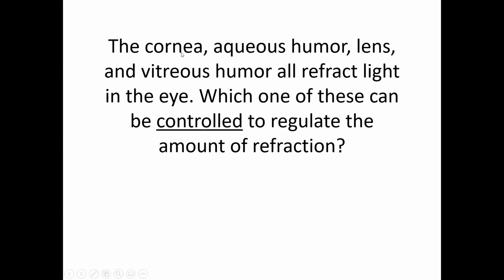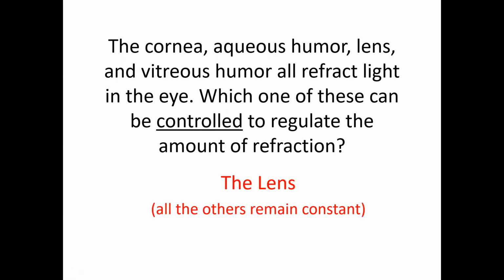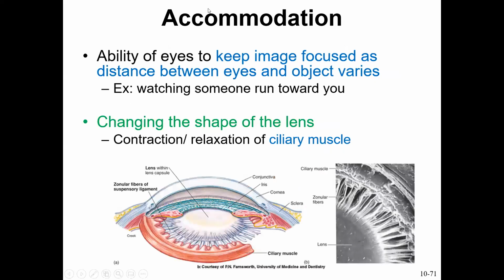So of these structures, cornea, aqueous humor, lens, or vitreous humor, which one can we control? And the way that we're going to control it is by changing the shape. So the one that's going to change in order to focus the light is the lens. So that is the function of the lens. The lens is going to change shape in order to control the angle of refraction, to control how the light is focused on the retina. Okay, so let's talk about that.